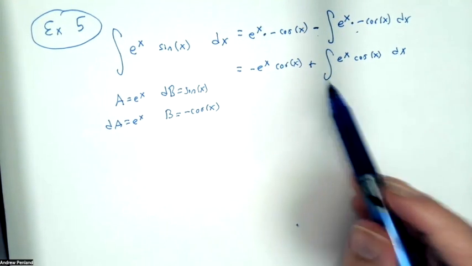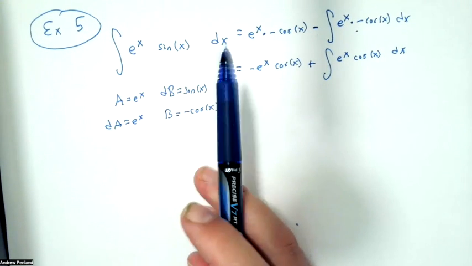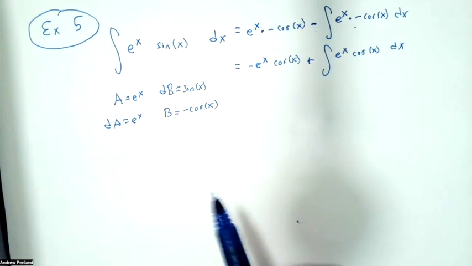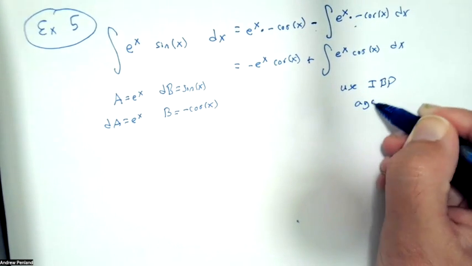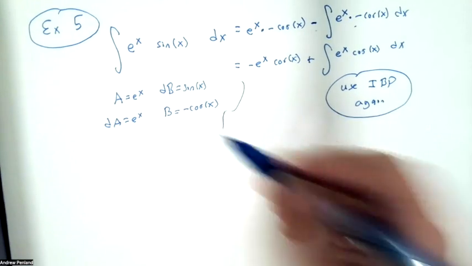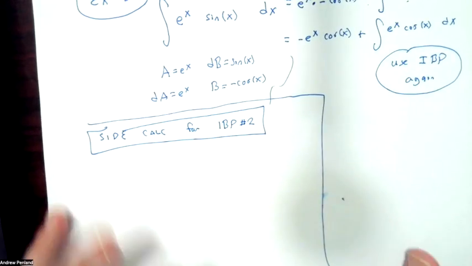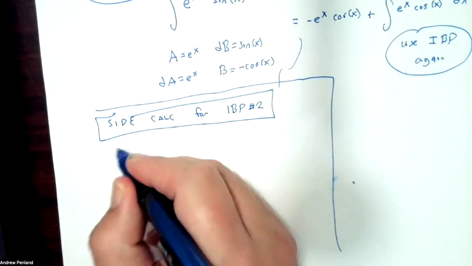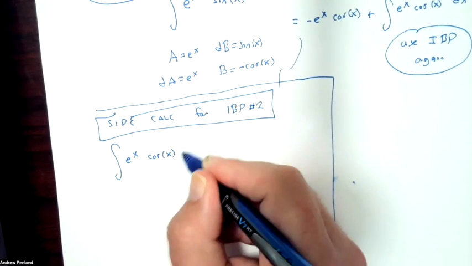Now, is e to the x cosine of x dx really simpler than e to the x sine of x? I would say probably not, but let's just keep going and see what happens. So I'm going to use IBP again. Here's my side calc for my second IBP, which will be about the indefinite integral of e to the x cosine of x dx.